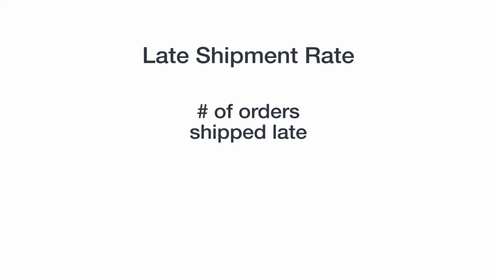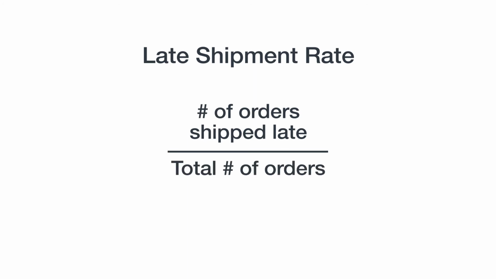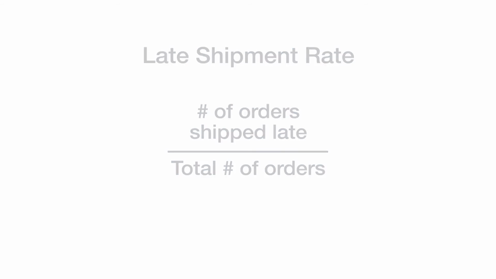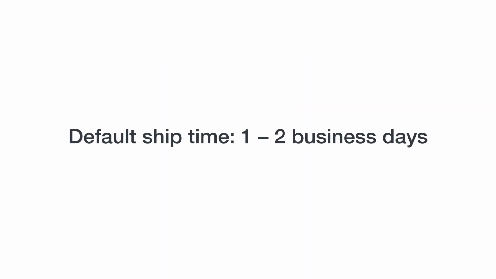The third metric to discuss is late shipment rate, or LSR. LSR is calculated by taking the number of orders shipped late and dividing by the total number of orders for each time period. An order is considered late if you confirm shipment after the expected ship date. The target for LSR is less than 4%. To reduce your late shipment rate, make sure you ship and confirm your orders on time. The default ship time is 1 to 2 business days after receiving the order.